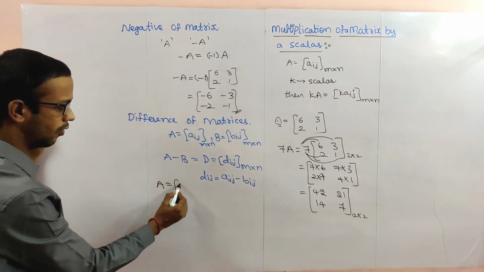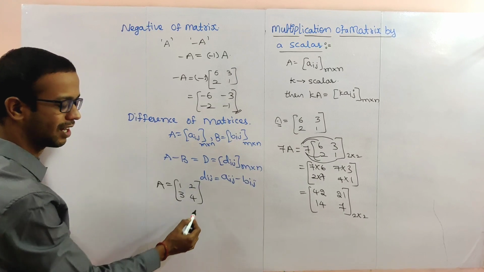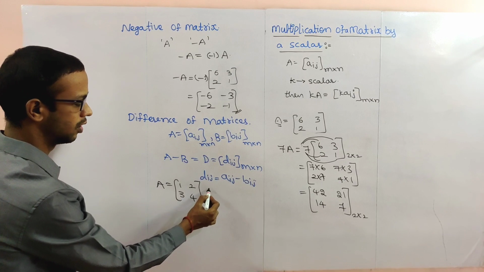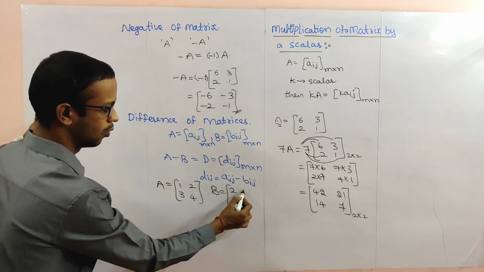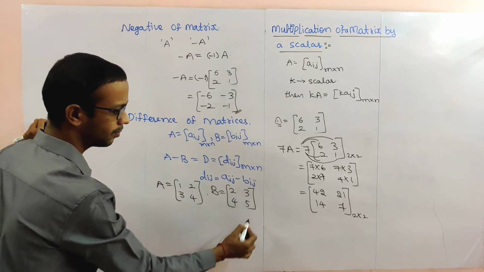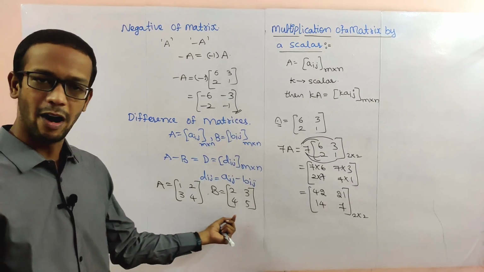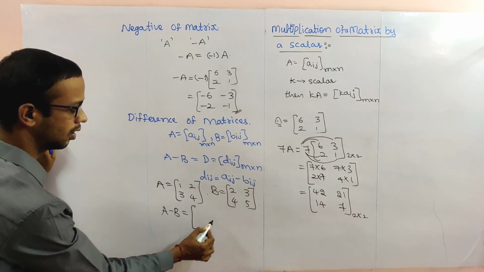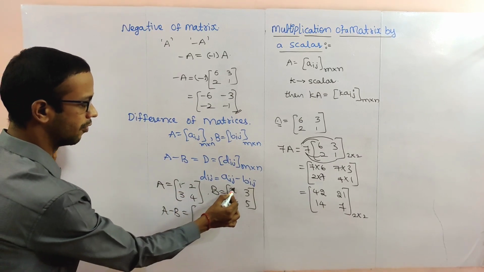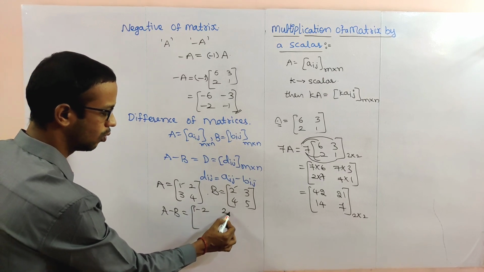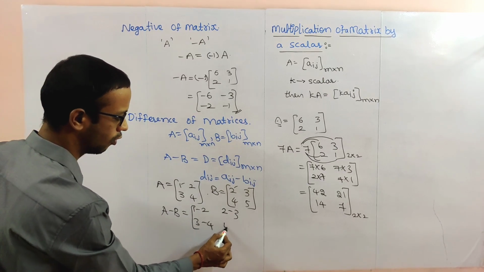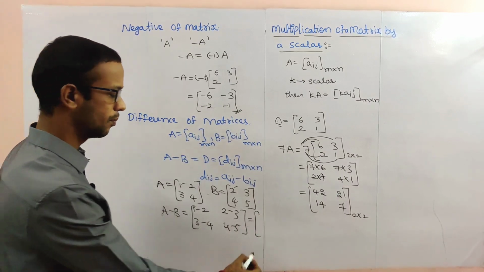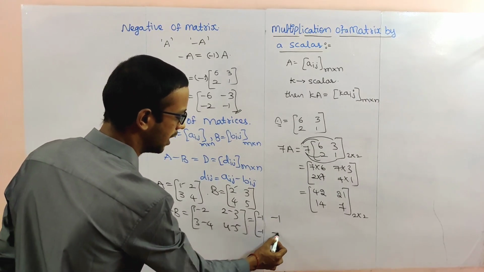One example for this subtraction. A is equal to 1, 2, 3, 4. I am writing a normal example here; next we'll see textbook examples later. B matrix is 2, 3, 4, 5. They are of the same order first. So subtraction, A minus B. Corresponding element subtraction: 1 minus 2, 2 minus 3, 3 minus 4, 4 minus 5. Now 1 minus 2 is minus 1. Here also minus 1, minus 1, minus 1.